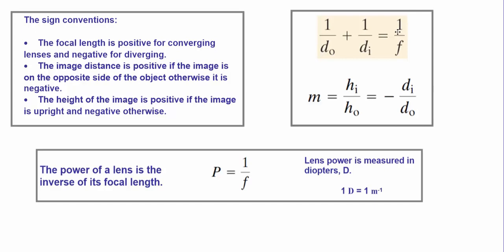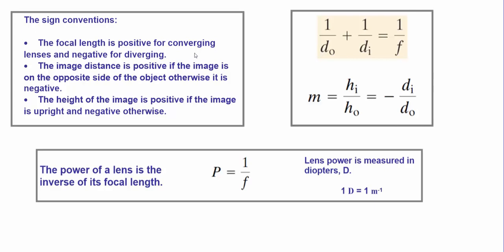1/DO + 1/DI = 1/F. And then you've got your magnification, which is the ratio of your image height to your object height, or your image distance to your object distance. We will still have to toss that negative sign in there because of the whole location of the image. Let's get into sign convention too.